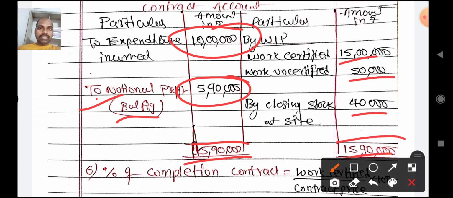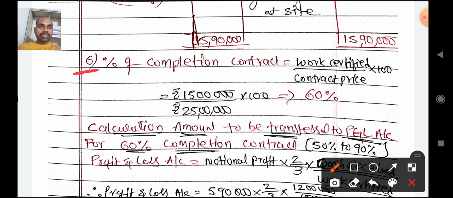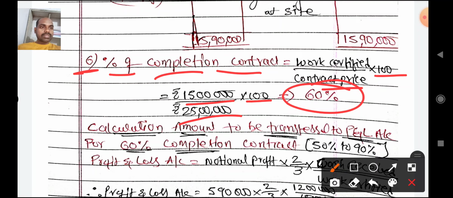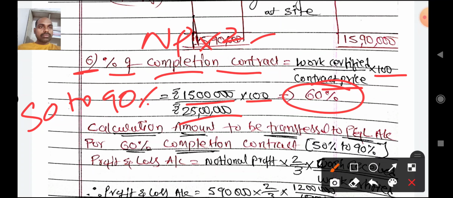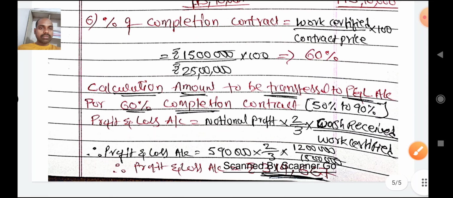On the basis of percentage of completion, we need to calculate the amount to be transferred to P&L account. So first we need to calculate another working note, that will be your working note number 6. Percentage of completion of contract: work certified divided by contract price into 100. So 15 lakhs divided by 25 lakhs into 100, that will be 60%. If the contract is completed 60%, that is 50 to 90%, then notional profit into 2 by 3 into cash received by work certified is the P&L account amount, right? So that is what we are doing here.